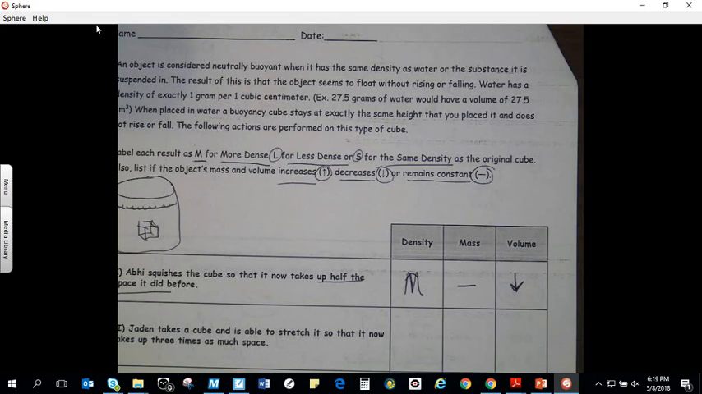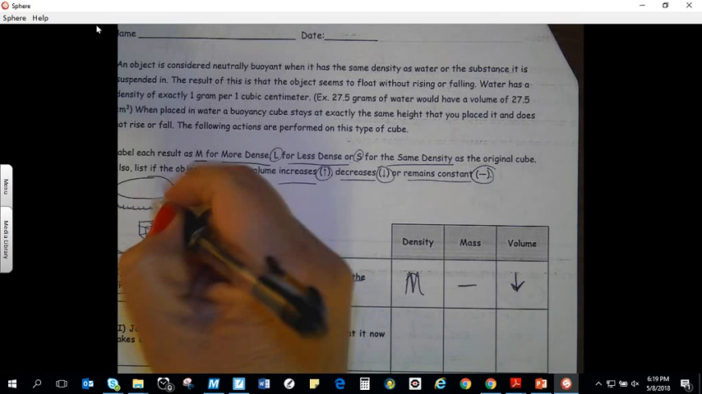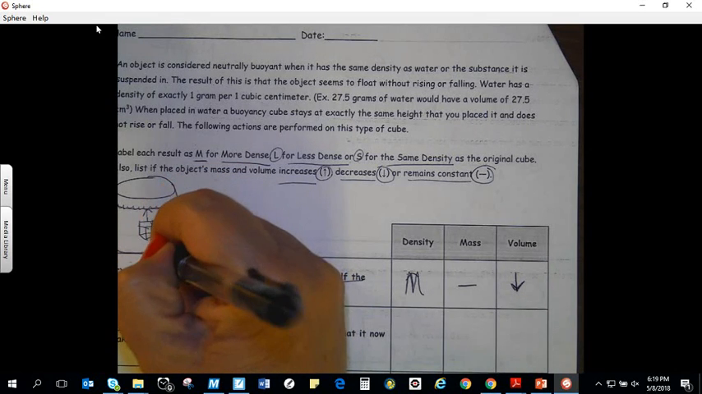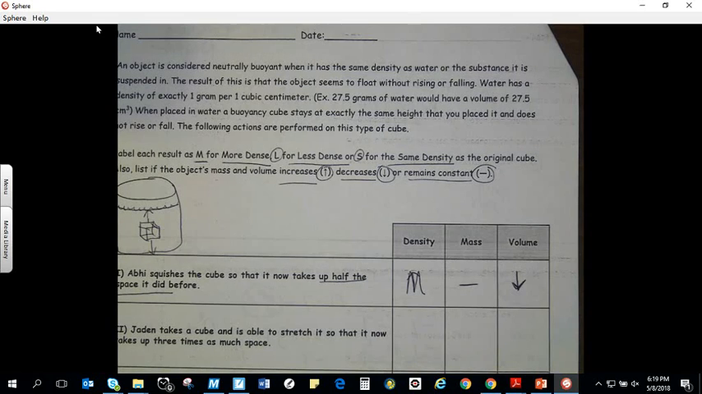Water has a density of exactly 1 gram per cubic centimeter. So for example, 27.5 grams of water would have a volume of 27.5 cubic centimeters. When placed in water, a buoyancy cube stays at exactly the same height as you placed it and does not rise or fall. So the height between here and here, and here and here, are the same, which means that it's right in the middle.